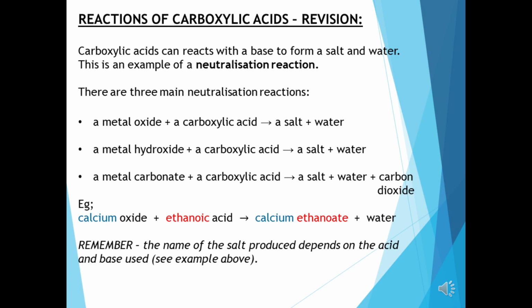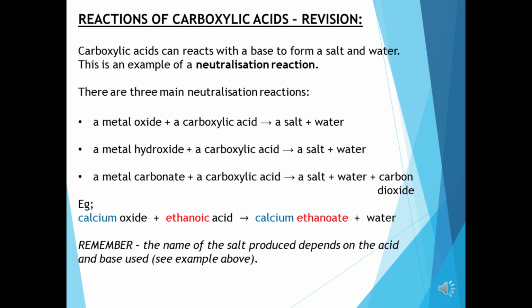Carboxylic acids can undertake neutralization reactions when reacted with a base. There are 3 main bases that you should remember: metal hydroxides, otherwise known as alkalis, metal oxides, and metal carbonates. Bearing in mind, when an acid and base react together, they always form a salt and water. If it's a carbonate base that's used, you will additionally form carbon dioxide.